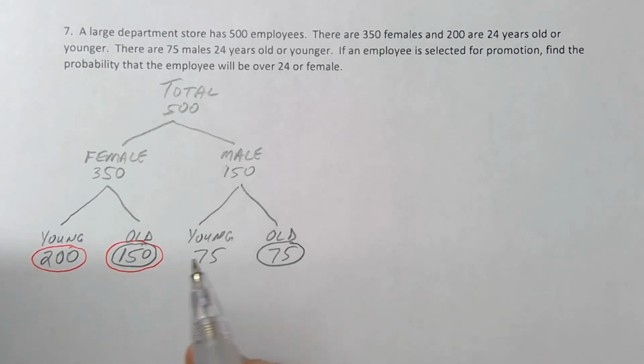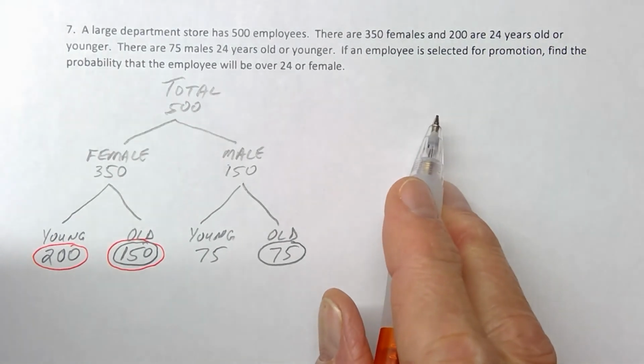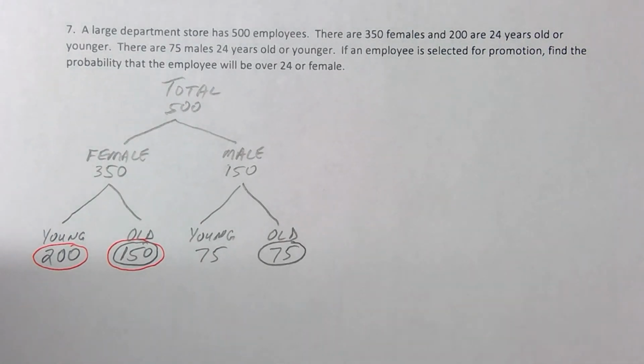So the winning draw is young females, there's 200 of them. Or old females, 150. Or old males, 75. If I add those three up, out of 500, that's my probability. I just got to remember, don't count this twice. All right? So let's go ahead and write down our formula and just work it out with our 4 lines of work.